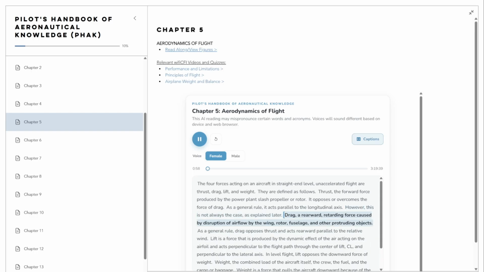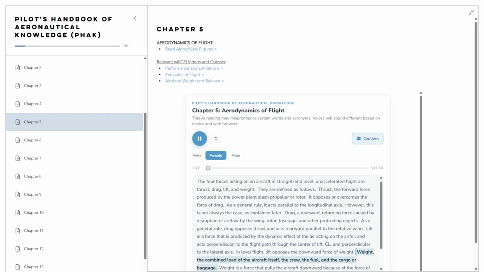Drag, a rearward, retarding force caused by disruption of airflow by the wing, rotor, fuselage, and other protruding objects. As a general rule, drag opposes thrust and acts rearward parallel to the relative wind. Lift is a force that is produced by the dynamic effect of the air acting on the airfoil and acts perpendicular to the flight path through the center of lift, CL, and perpendicular to the lateral axis. In level flight, lift opposes the downward force of weight.